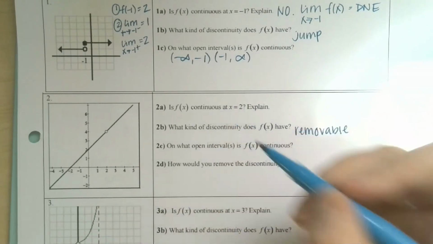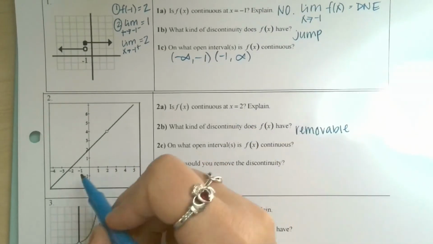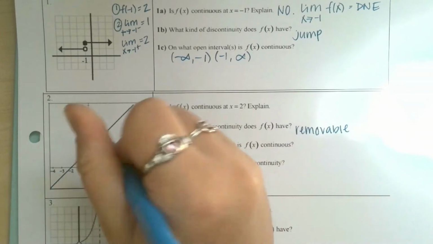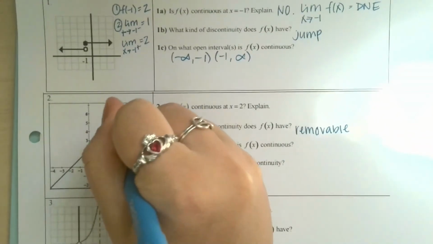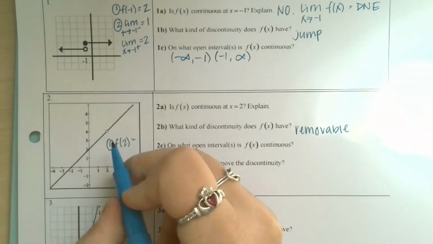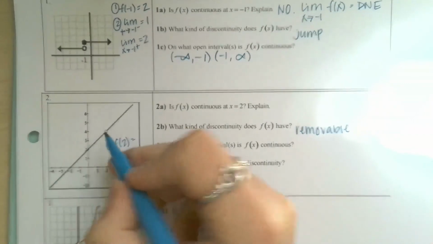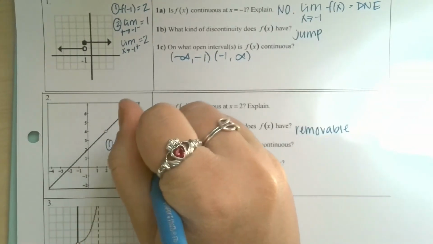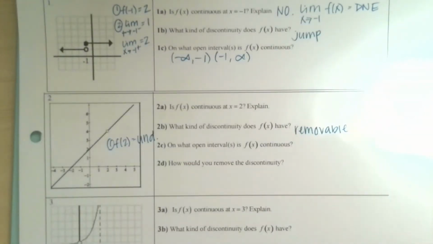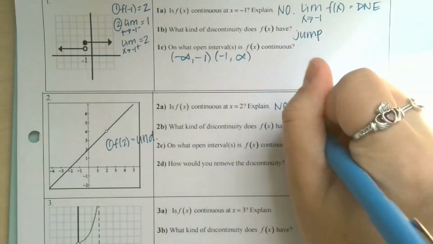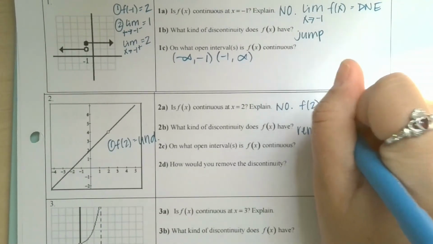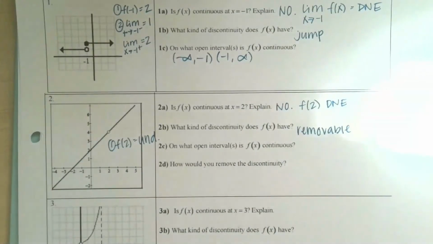The reason it's not continuous, if our first step is to look for our function value f of 2, we go to 2, except there's a hole at 2, right? So that means this is undefined. There is no y value for when x equals 2. So that's the reason that this is not continuous. F of 2 does not exist. So it violates that first condition. Like I said, this is removable.